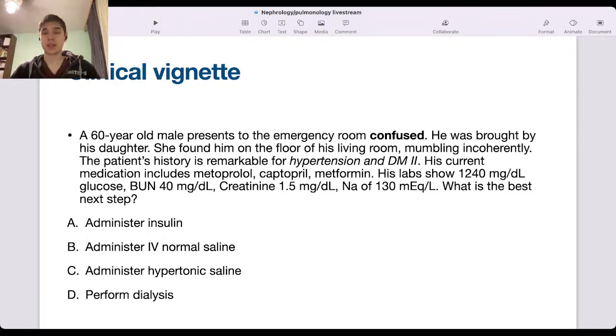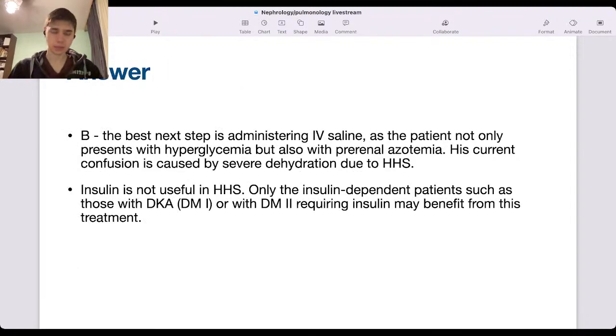In the case of HHS, insulin is not useful as there is still a small amount of insulin made by the pancreas. However, the patients are dehydrated, so they require an IV normal saline. The correct answer is B. The best next step is administering IV saline, as the patient not only presents with hyperglycemia, but also with prerenal azotemia. His current confusion is caused by severe dehydration due to HHS. Insulin is not useful in HHS. Only the insulin-dependent patients, such as patients with diabetic ketoacidosis or with diabetes mellitus type 2 requiring insulin, may benefit from this treatment.